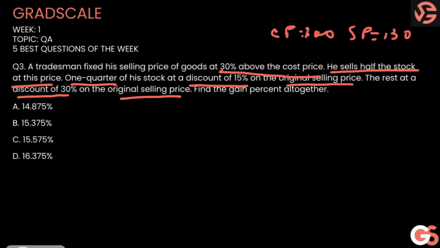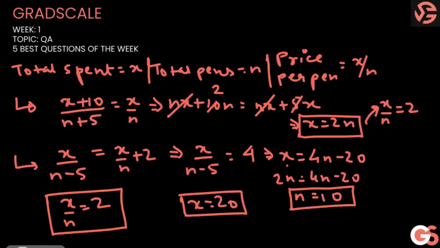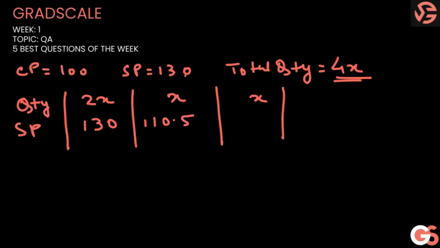And the third, the rest at a discount of 30% on the original selling price. So 30% of 130 is 39. You subtract that from 130, that comes up to be 91. The cost price remains the same for all of them.